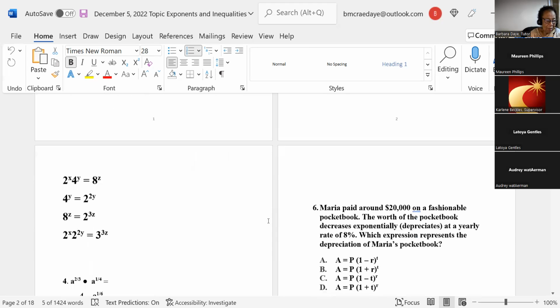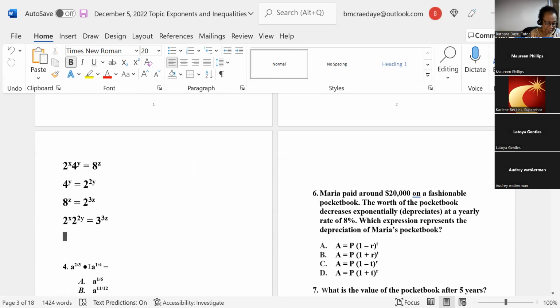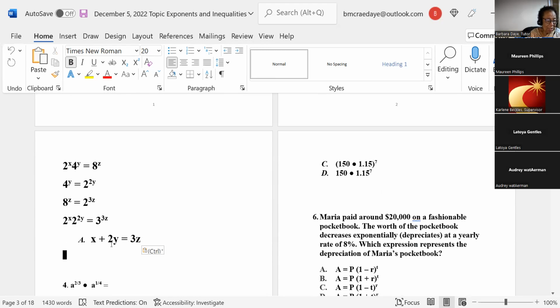I had that at first and then I changed it. Well, you can see that the 2s were in common for all of them, right? So add the exponents: x plus 2y equals 3z. And that's your answer. Questions?